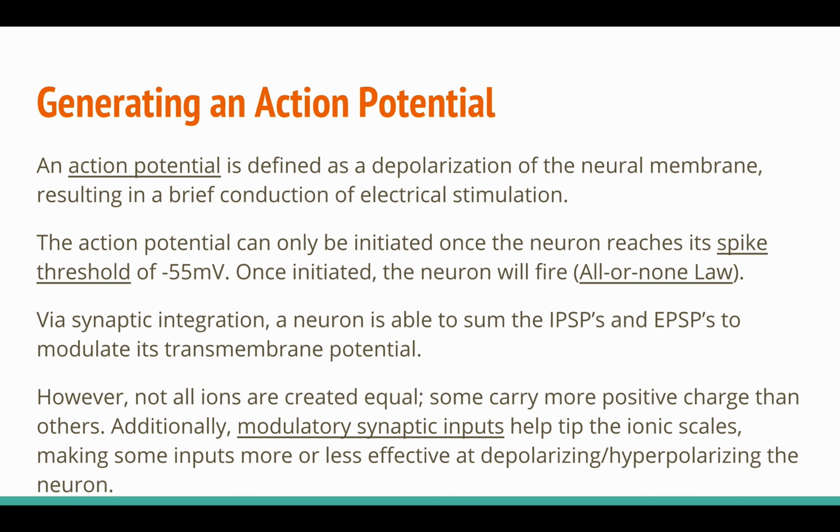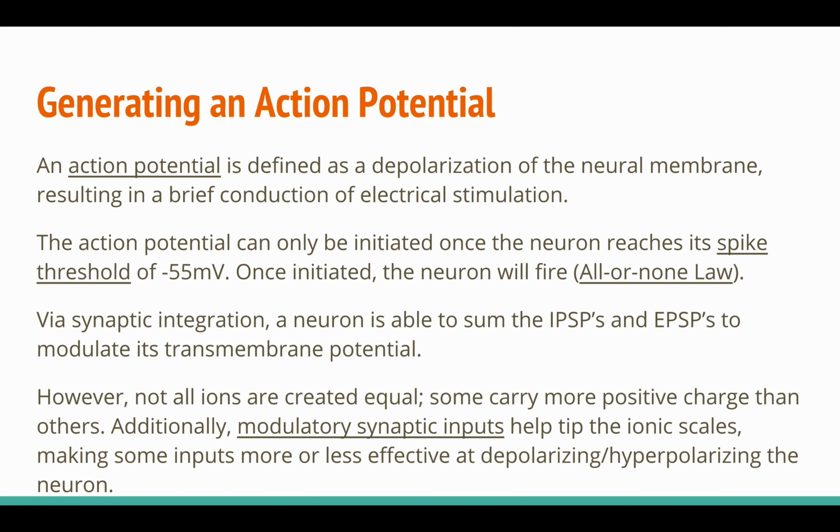The action potential can only be initiated once the neuron reaches its spike threshold of negative 55 millivolts. Once initiated, the neuron will fire. This is called the all or none law. Via synaptic integration, a neuron is able to sum the IPSPs and the EPSPs to modulate its transmembrane potential.